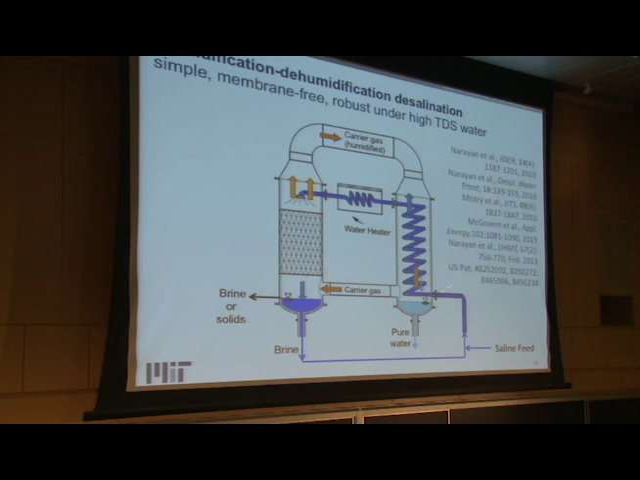Air flowing through here on opposition. The air comes through. It's humidified. You take it over here and condense purified water. You can recirculate this brine as many times as you need to get a decent recovery ratio. So this is pretty neat for the following reason.